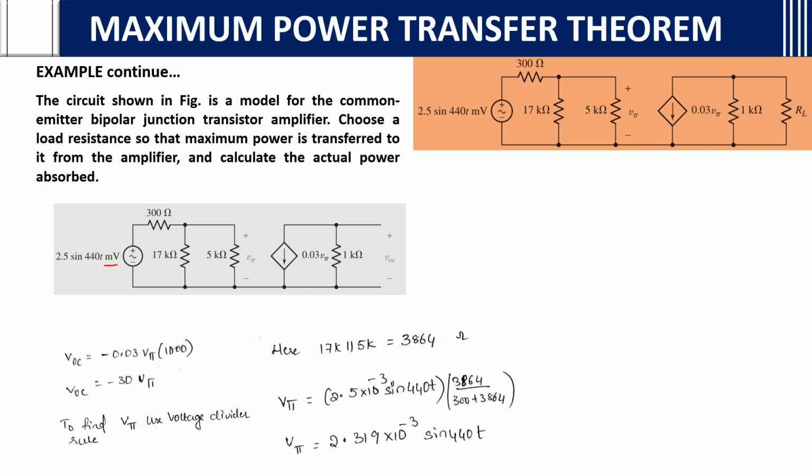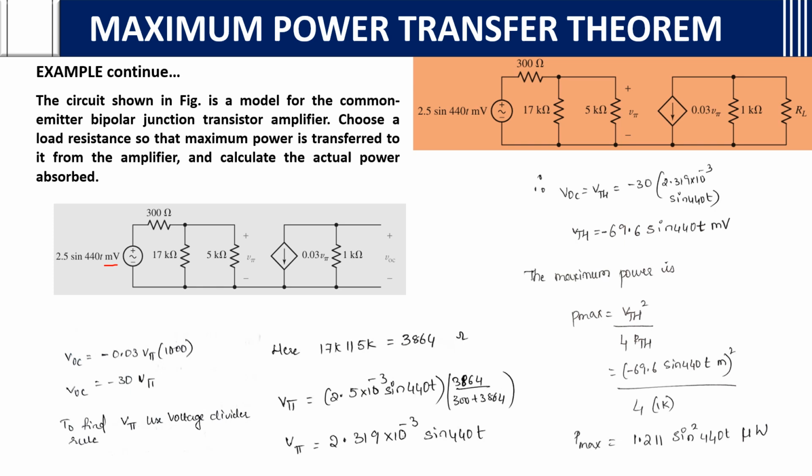You have got V pi and RTH. Now what do we want? Power transfer. So VOC is equal to VTH. We got V pi, now what will we do? We will put this V pi value here to find VOC, or Thevenin's voltage. If you put it back and multiply with minus 30, you will get minus 69.6 sine 440t millivolts.